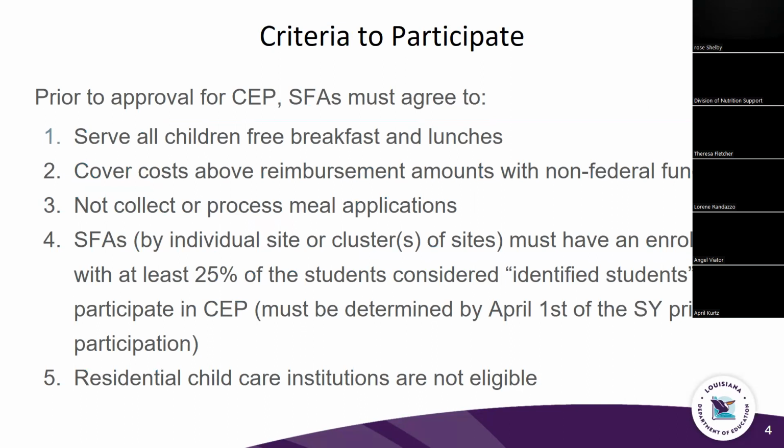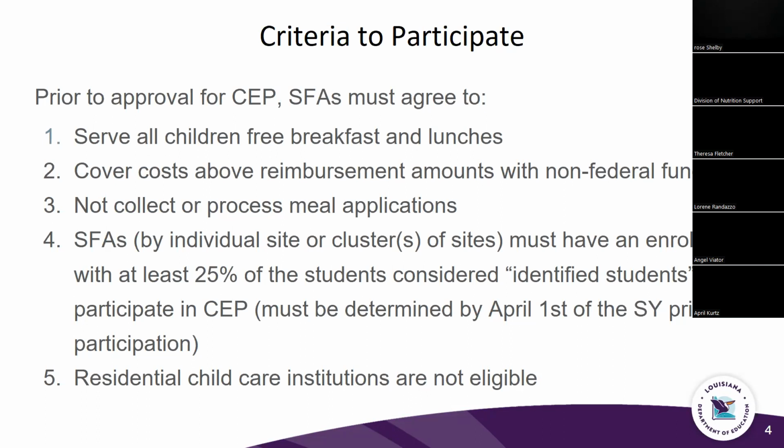So, the criteria to participate in the program. Prior to being approved to participate in CEP, the school food authorities must agree to the following. Number one, serve all children free breakfasts and lunches. Everything comes down to feeding the kids. Two, cover costs above reimbursement amounts with non-federal funds. Three, do not collect or process meal applications at the sites where you're doing CEP.